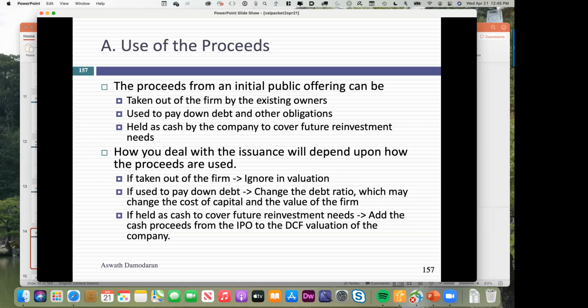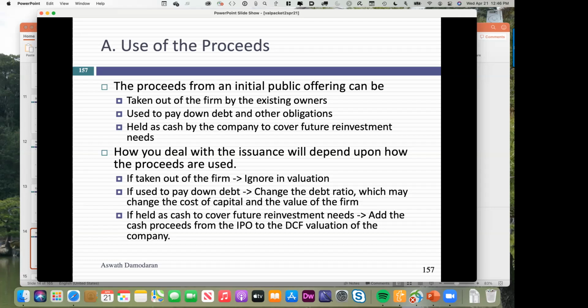If the money is taken out of the firm, you can ignore it because it's money coming in through one door and leaving out the other. You can act like it's not even there. If it's money used to pay down debt, it should show up as a different debt ratio, a different cost of capital, and show up in your discount rate. But if it's money that's kept in the firm, that's like an increase in your cash balance. You've got to add it on to your existing value, saying my value went up by $1 billion because I raised $1 billion from my offer.